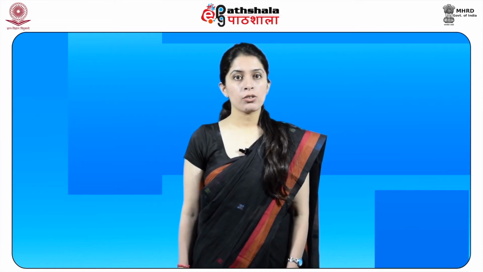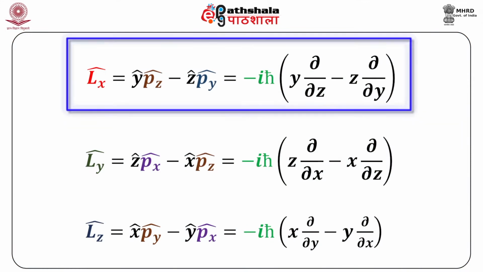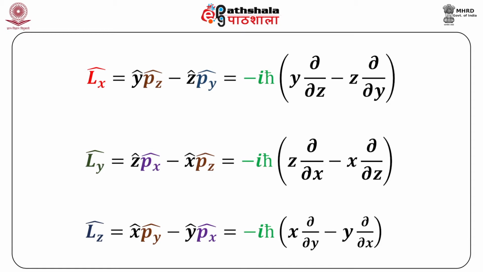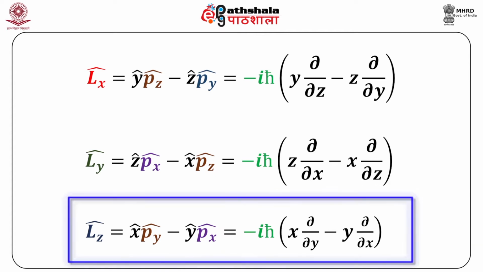The Cartesian components of angular momentum operator are Lx equals y pz minus z py, which is equal to minus iota h cross (y del by del z minus z del by del y). And likewise, we have the angular momentum component Ly equals z px minus x pz, which is equal to minus iota h cross (z del by del x minus x del by del z). And similarly, Lz is equal to x py minus y px, which is equal to minus iota h cross (x del by del y minus y del by del x).